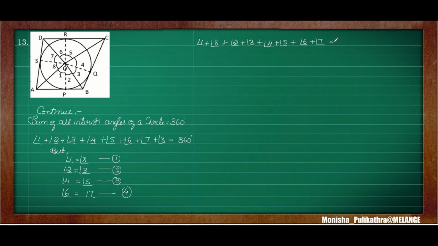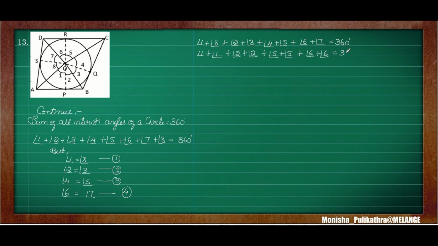Okay. So all these angles are equal to 360 degrees. But from this equation, angle 1 is also equal to angle 8. If that is the case, I can replace angle 8 by angle 1. Next, angle 2 is also equal to angle 3, so instead of angle 3, I can write angle 2 itself. Here angle 4 is equal to angle 5, so instead of angle 4, I will write angle 5 here. Next, angle 6 is equal to angle 7, so I will write angle 6 two times.